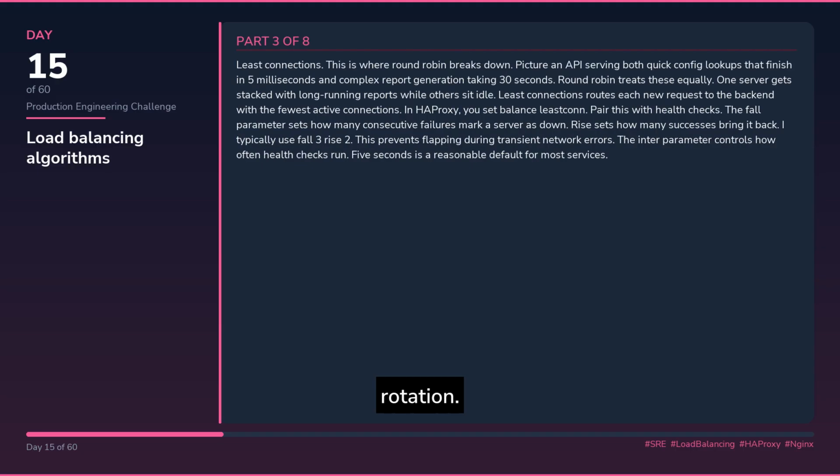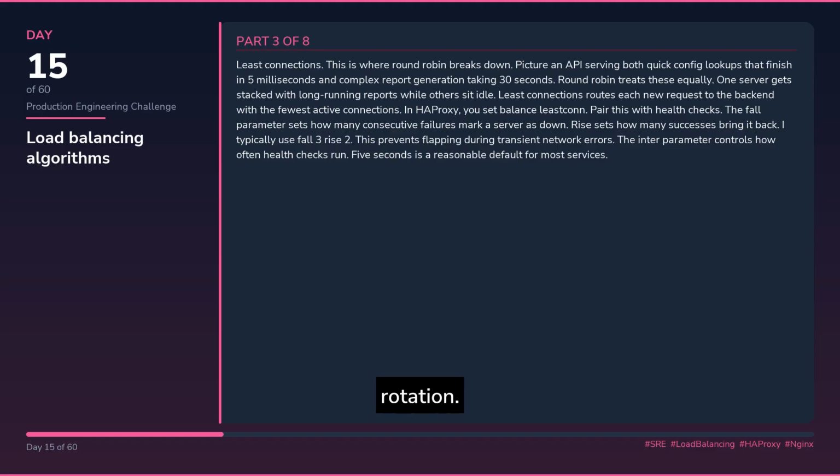Least connections. This is where round robin breaks down. Picture an API serving both quick config lookups that finish in 5 milliseconds and complex report generation taking 30 seconds. Round robin treats these equally. One server gets stacked with long-running reports while others sit idle. Least connections routes each new request to the backend with the fewest active connections. In HAProxy, you set balance leastconn.